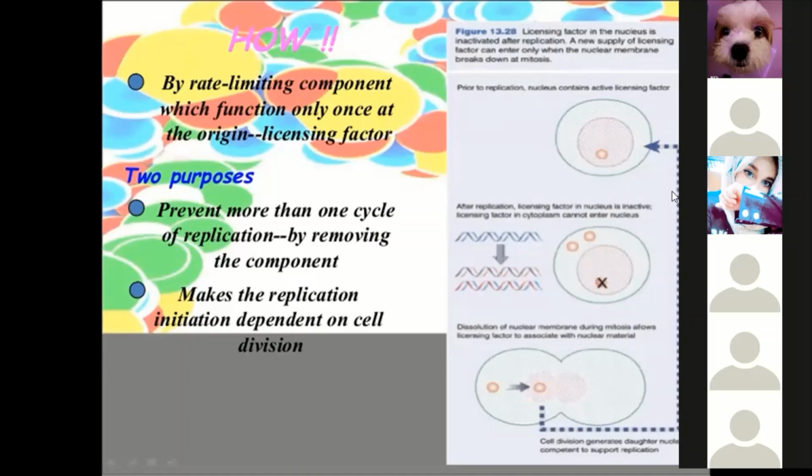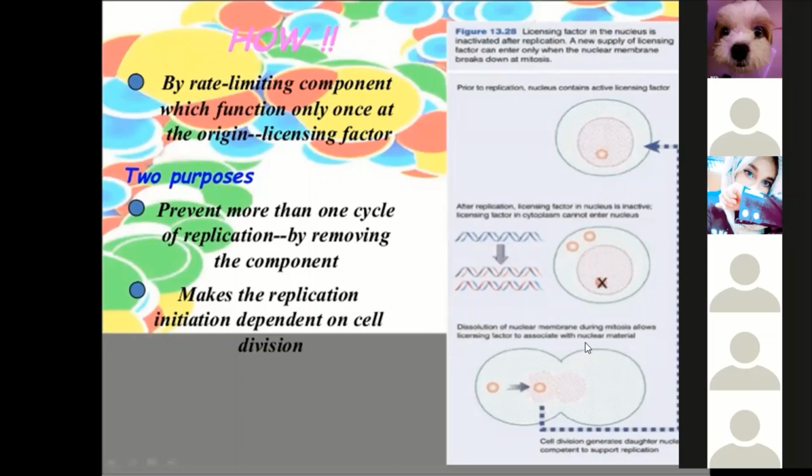Okay, so prior to replication, the nucleus contains active licensing factors. These licensing factors are present in the nucleus before it goes for replication. After replication, the licensing factor in the nucleus is inactive, and licensing factor in the cytoplasm cannot enter the nucleus. It is present in the nucleus before replication; once replication takes place, it comes to the cytoplasm. There is no licensing factor in the nucleus, so it doesn't allow replication to take place.